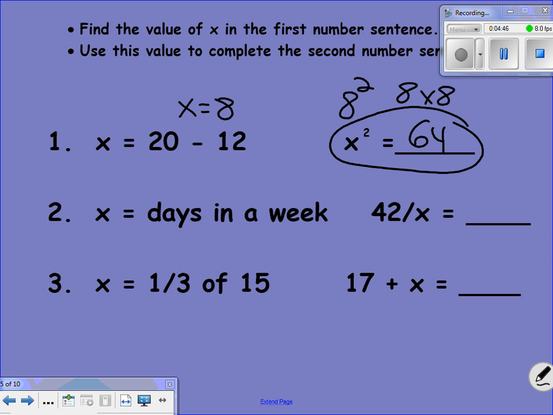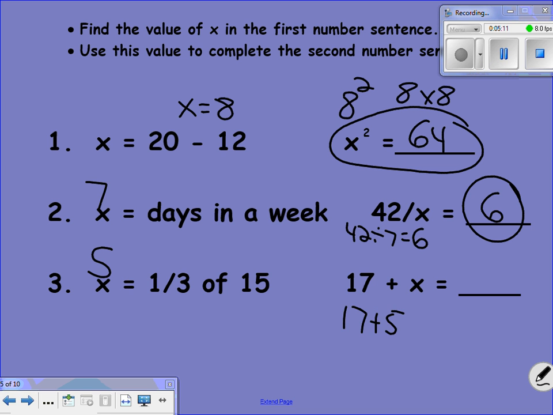Looking down here, x equals days in a week. So that is 7 because there are 7 days in a week. So this is 42 divided by 7 equals, what number times 7 equals 42? That number is 6. 6 is the answer here. 1/3 of 15. So if I take 15 and divide it by 3, I get 5. So x equals 5. So 17 plus 5 equals 22.